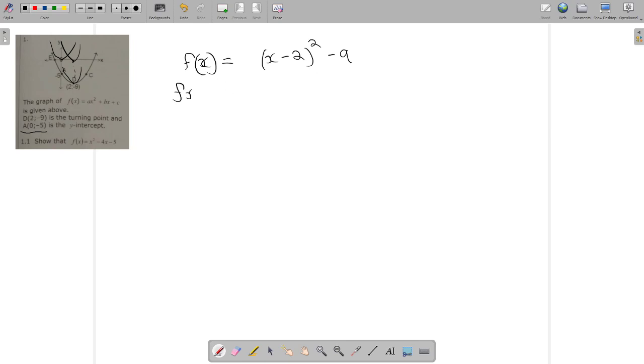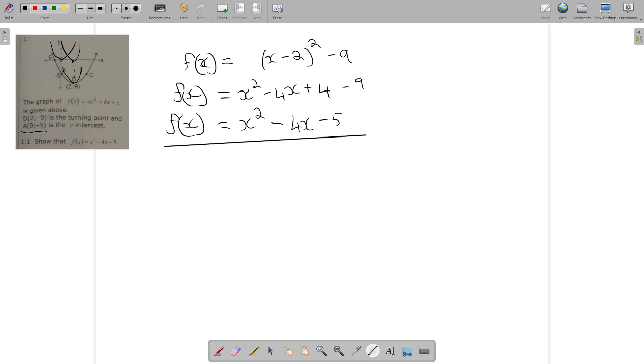So f of x is equal to, now x minus 2 squared is going to be x squared minus 4x plus 4, and then minus 9 is still there, and then we'll have that f of x is equal to x squared minus 4x plus 4 minus 9 is minus 5. This is our final answer, and if this is the same as this, then we are safe and we've done a good job. Very well done.